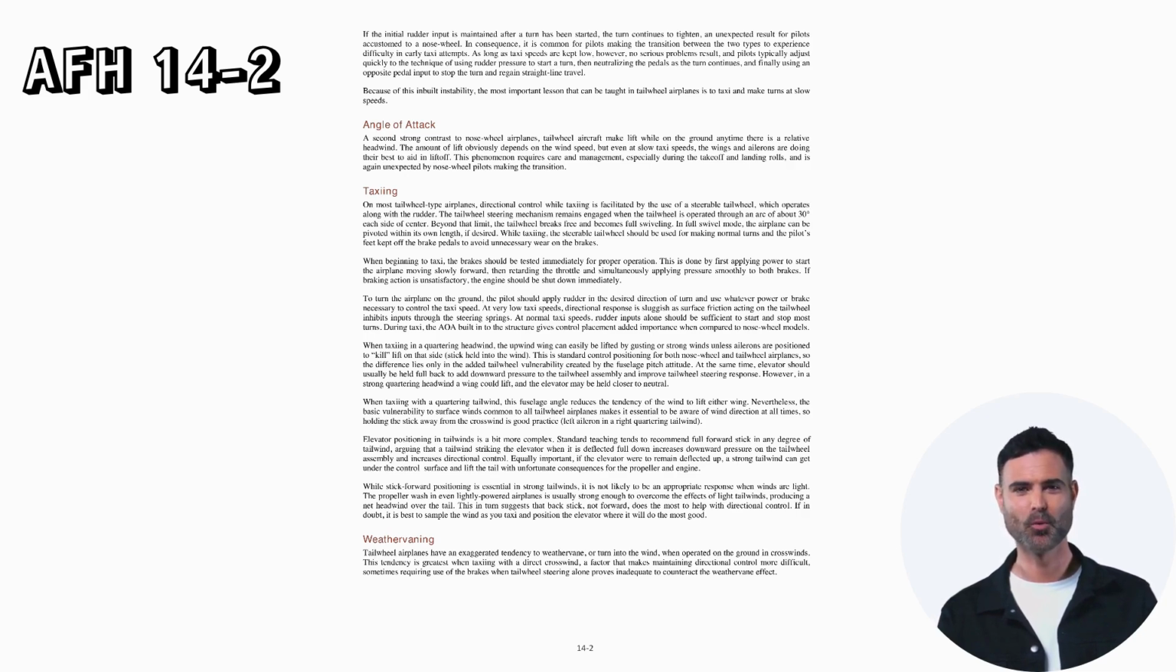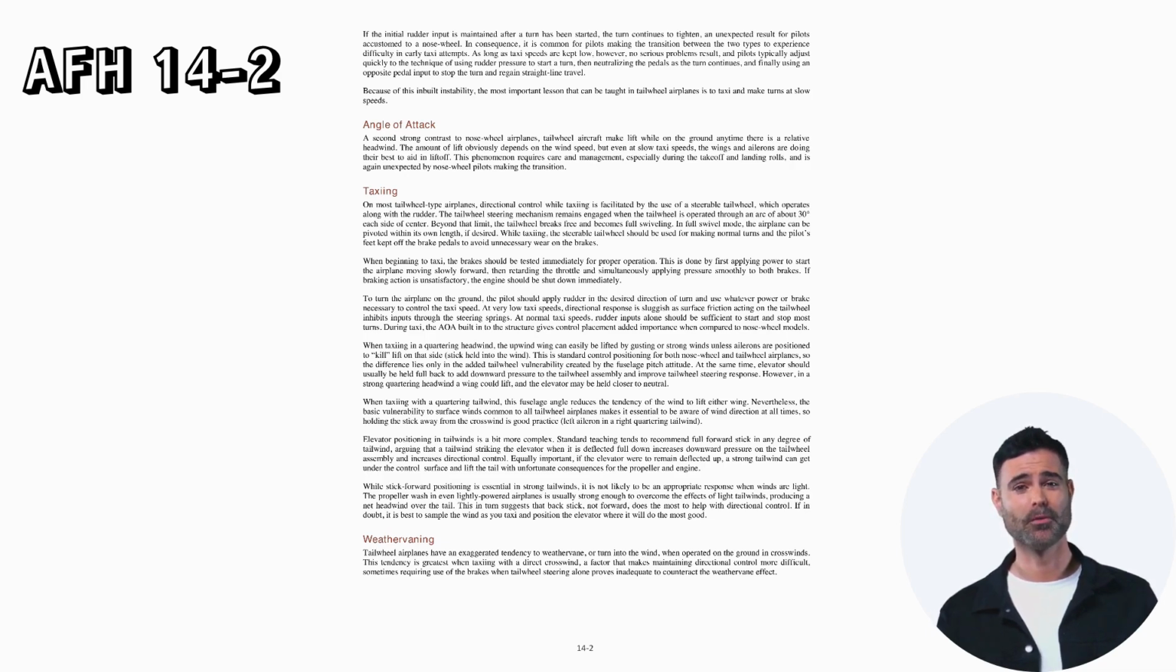So, holding the stick away from the crosswind is good practice: left aileron in a right quartering tailwind. Elevator positioning in tailwinds is a bit more complex. Standard teaching tends to recommend full forward stick in any degree of tailwind, arguing that a tailwind striking the elevator when it is deflected full down increases downward pressure on the tailwheel assembly and increases directional control. Equally important, if the elevator were to remain deflected up, a strong tailwind can get under the control surface and lift the tail with unfortunate consequences for the propeller and engine.